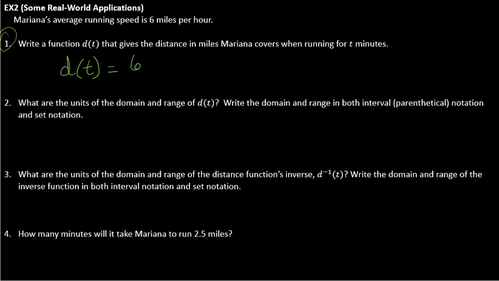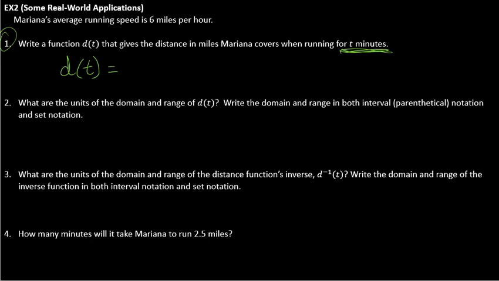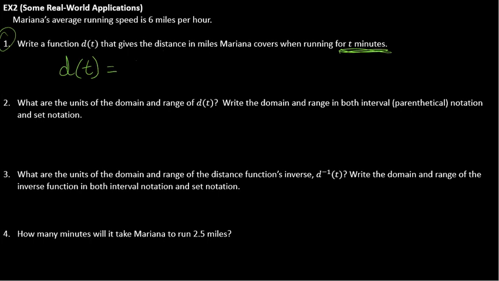So we would have to say 6 times 60, because we're doing t in minutes. Actually, here, let me back up. I'm going to want to do a unit conversion before I do this, because I've got 6 miles per hour. You should be learning about this in chemistry, or you probably have already, but if not, we'll go over it in class if we need to.